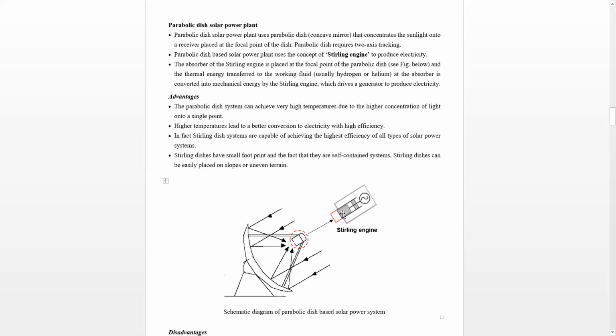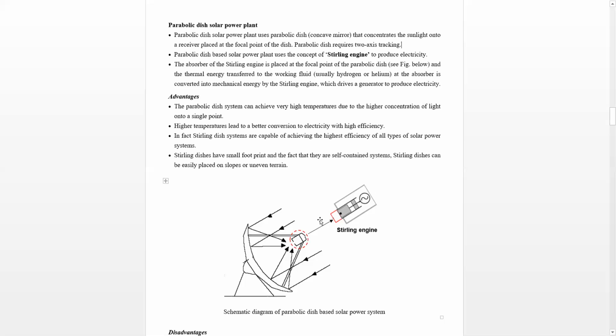So this is how, inside of this piston, the working fluid like hydrogen or helium is filled, and once the heat is absorbed on the absorber side and goes to the hydrogen or helium, an expansion of this gas takes place, and the expansion pushes the piston in this direction. This is how it works.